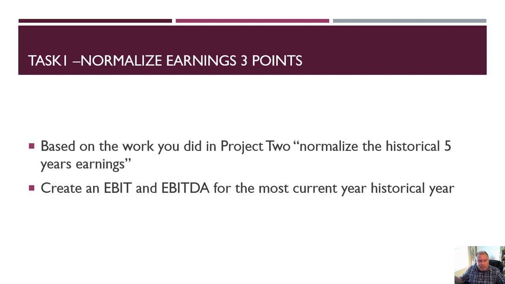Task 1, normalize earnings, 3 points. Based on the work you did in Project 2, you know some of the unusual things that are there. So use that to normalize the historical 5-year earnings. Second, create EBIT and EBITDA for the most current historical year.